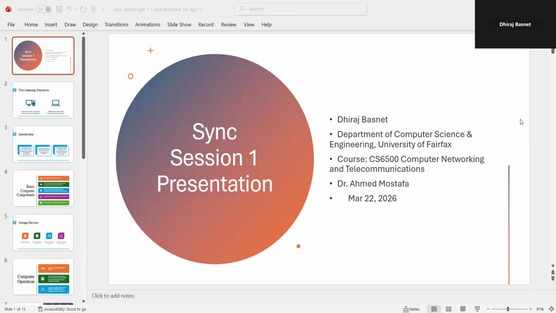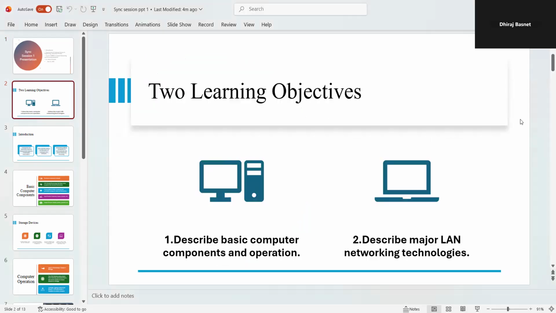So this is my Sing Session 1 PowerPoint presentation. Today I have chosen two learning set clips. These are: describe basic computer component and operation, and describe major LAN networking technologies.